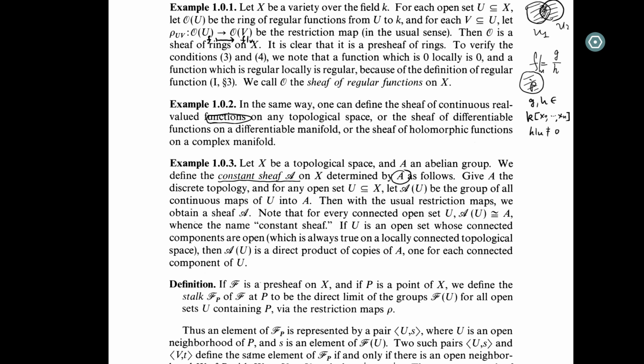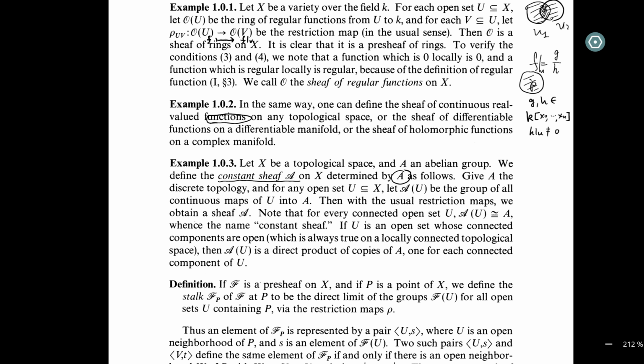Give A the discrete topology. So it's an abelian group with discrete topology. Surely I didn't say it's a topological group, I just say it is an abelian group. So there are elements, and I give it the discrete topology, making it a topological space.